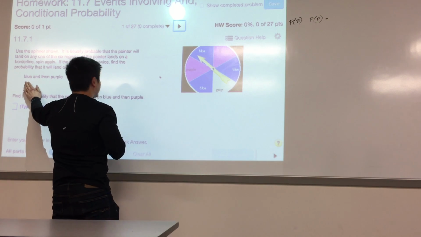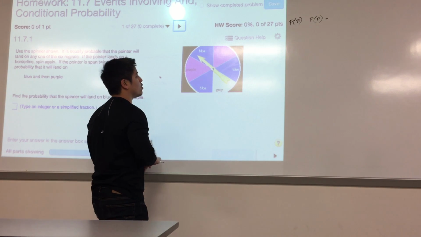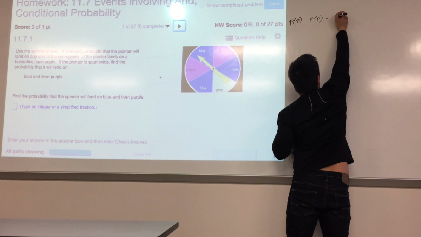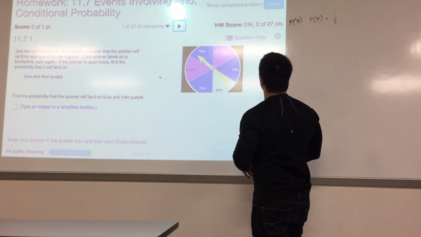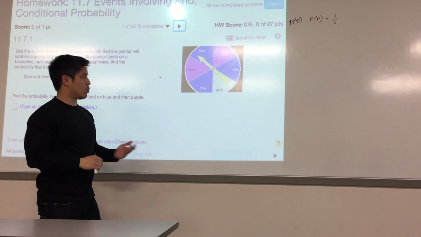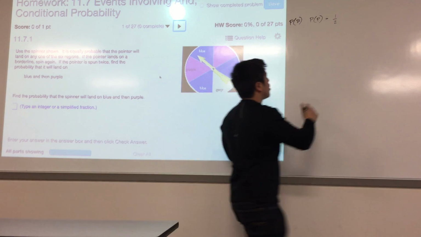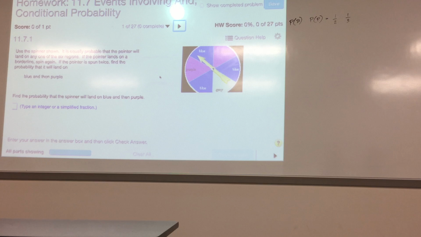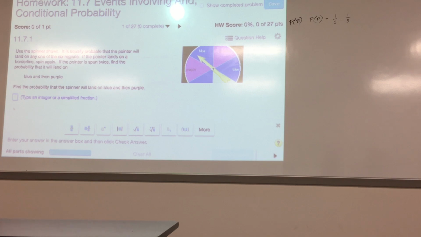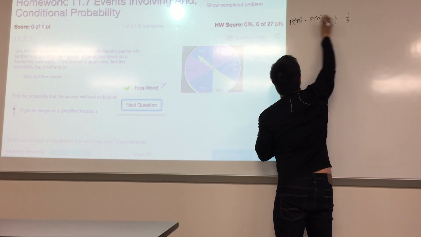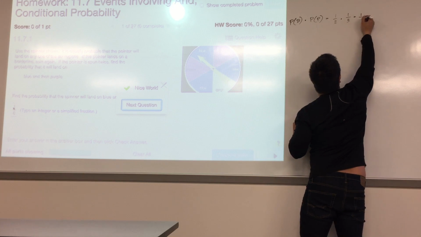What's the probability if we spin it once, the first time, of getting a blue? 3 out of 6, or 1/2. Let's use 1/2, the simplified version. What's the probability of getting purple on the second spin? 1/3, because there's 2 out of 6, or 1/3. Now, why don't we multiply them and see if that's the right answer? What's 1/2 times 1/3? 1/6. And there you go. So you multiply. That's it? That's the answer.